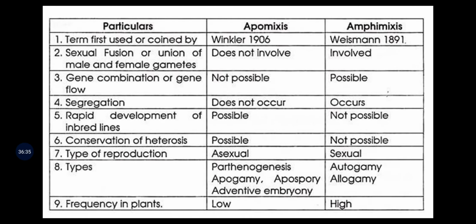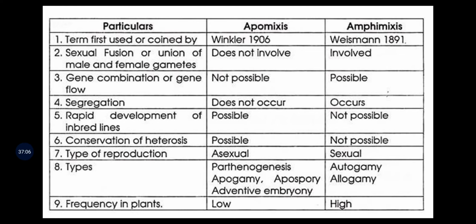Now we shall see the difference between apomixis and amphimixis. The term apomixis was coined by Winkler in 1906 and amphimixis was coined by Weismann in 1891. As I have already told you, the process of apomixis was observed by Leeuwenhoek. Second difference is sexual fusion or union of male and female gametes. It is not there in apomixis but present in amphimixis.